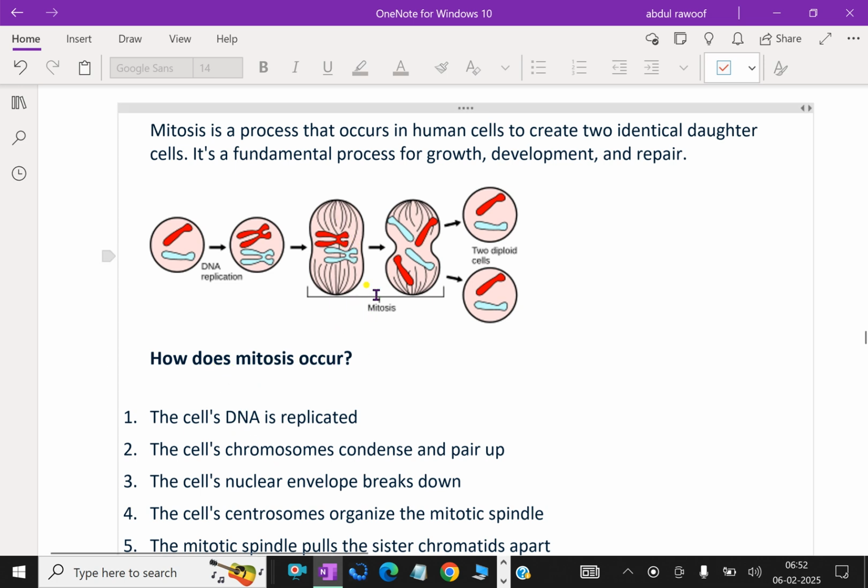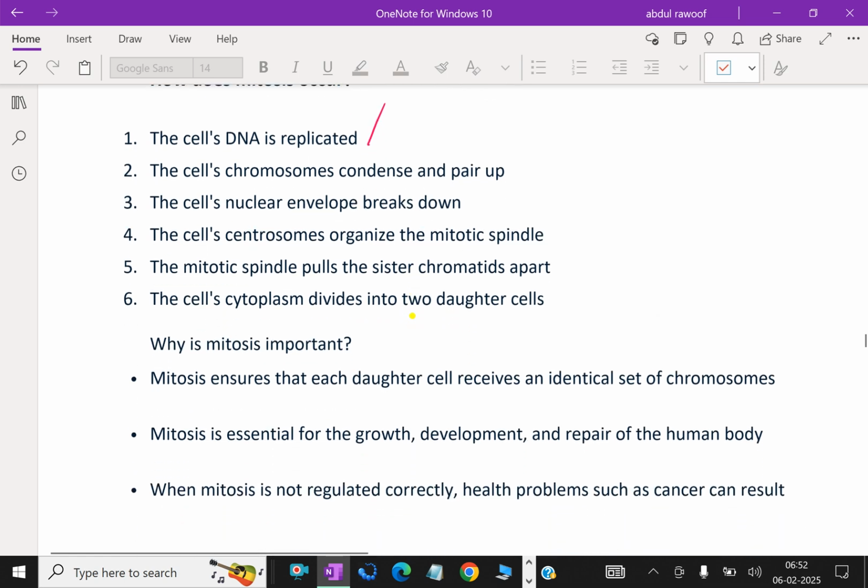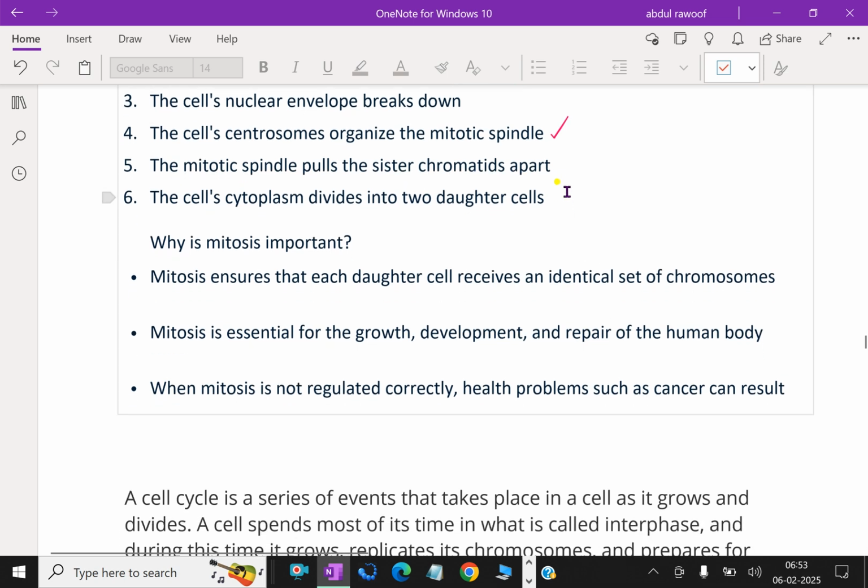How does mitosis occur? Mitosis is a phase that occurs in human cells to create two identical daughter cells. It is a fundamental process of growth, development, and repair. Look at this figure. The cell's DNA is replicated, the cell's chromosomes condense and pair up, the cell's nuclear envelope breaks down, the cell's centrosomes organize the mitotic spindle. The mitotic spindle pulls the sister chromatids apart. The cell's cytoplasm divides into two daughter cells.